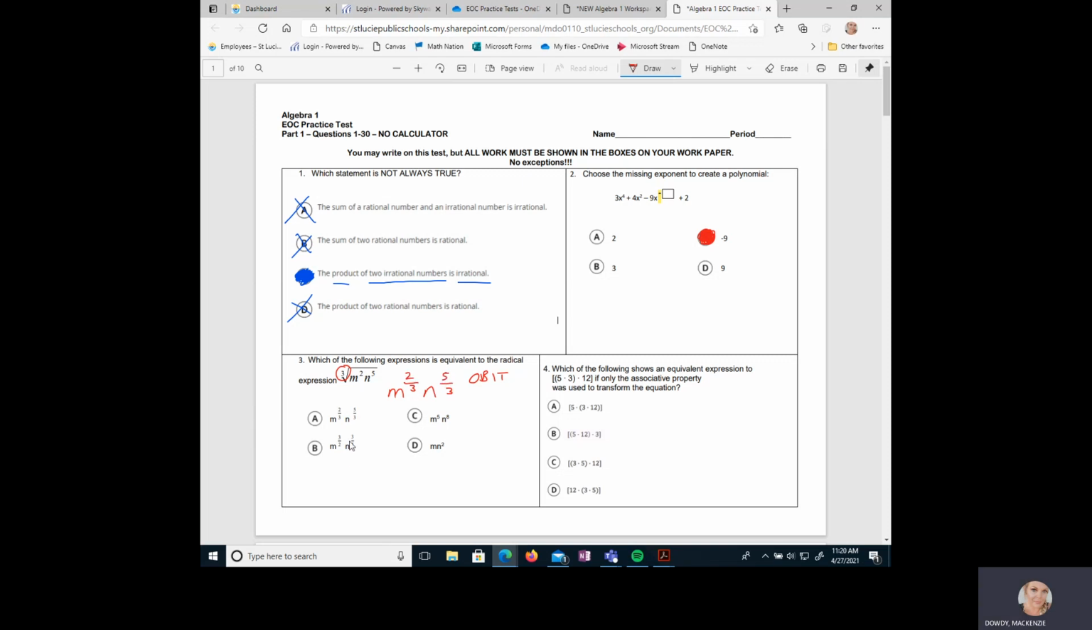If you look at this, you only have one choice that matches that, and we could have stopped when we put the outside number on the bottom, because the only one that has 3s on the bottom of the fractions is A. Yep, didn't mean to do that, but A is the answer.